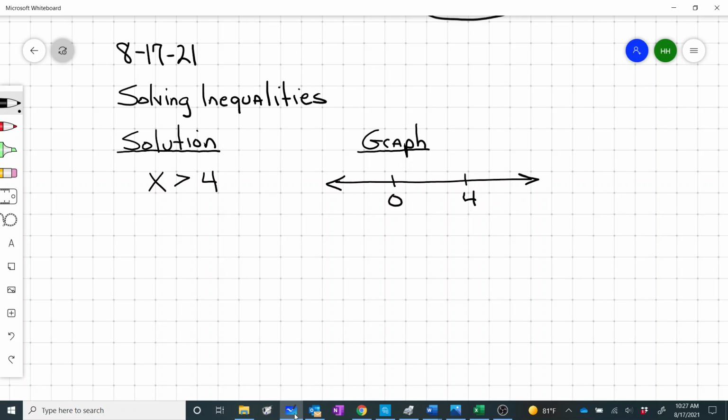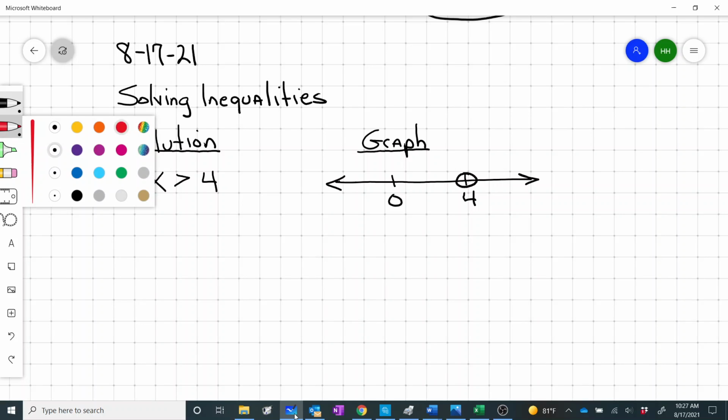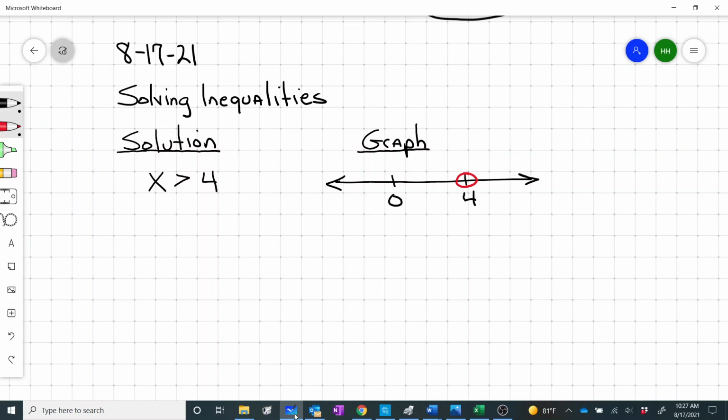Now, greater than, that is an open circle. And we're graphing everything that's greater than 4. So we're going everything out here, and that gets an arrow on it as well. So there's the graph of everything greater than 4. And we're just going to use 4 for all of these examples.